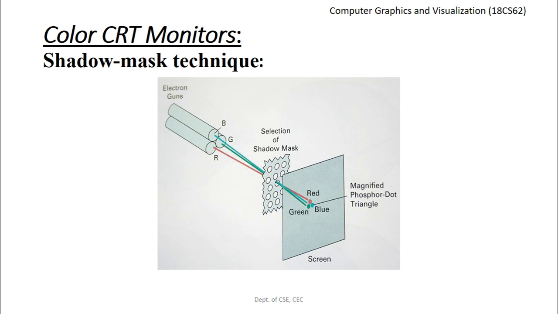A dot triangle, when activated, appears as a small dot on the screen, which has a color combination of the 3 small dots in the dot triangle. By changing the intensities of the 3 electron beams, we can obtain different colors in the shadow mask CRT.